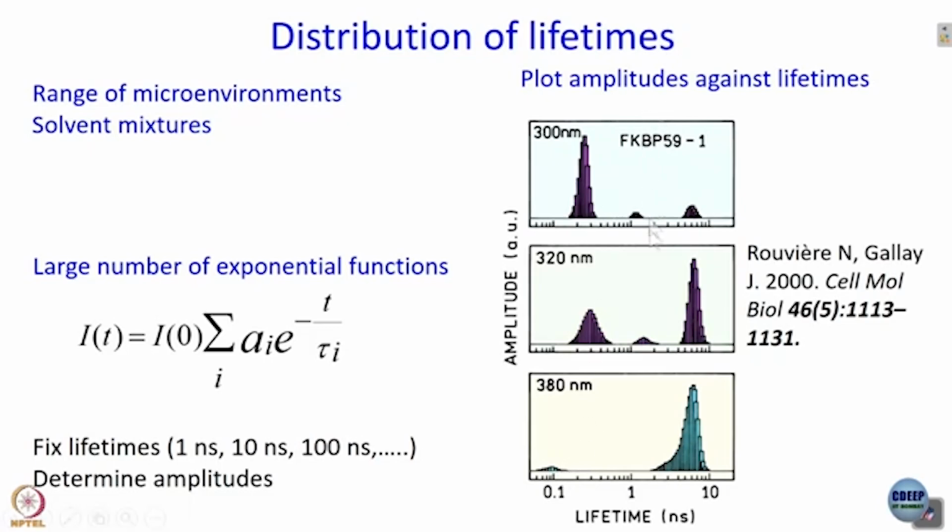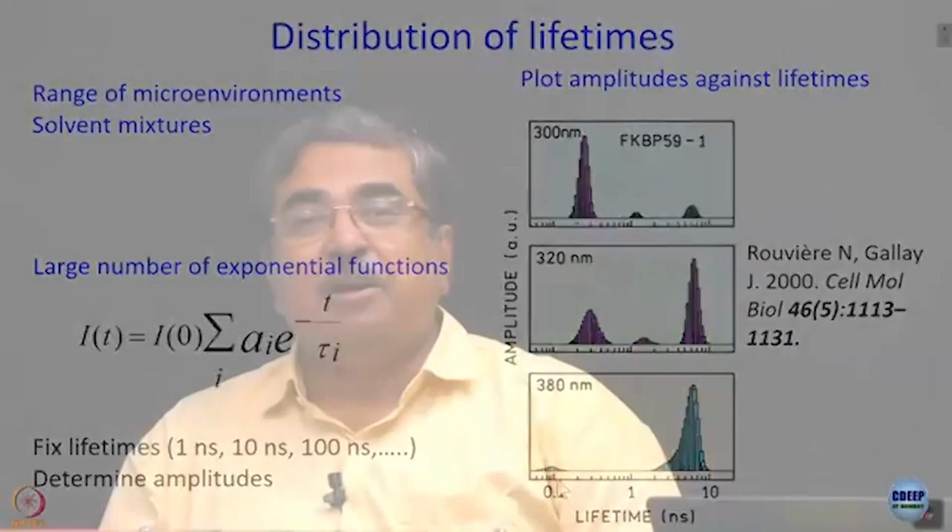So, let us not worry about what FKBP59 is, it is some kind of a protein. But what you see is that at 380 nanometer, you have two kinds of lifetimes: something that is very small, 0.1 nanosecond or so, and something that is quite large, say 2, 3, 4, 5, 6 nanosecond. There is a distribution about 6 nanosecond, and there is a distribution about 0.1 nanosecond as well. That means, first of all, there are two broad kinds of environments. Moreover, within each kind of environment, there are subdomains. That is why you get this distribution.